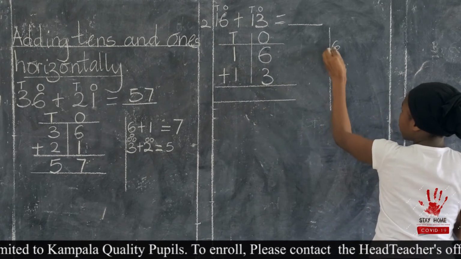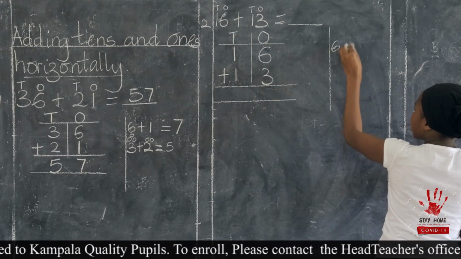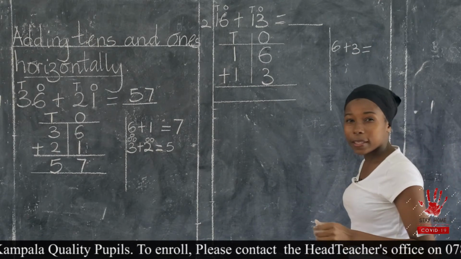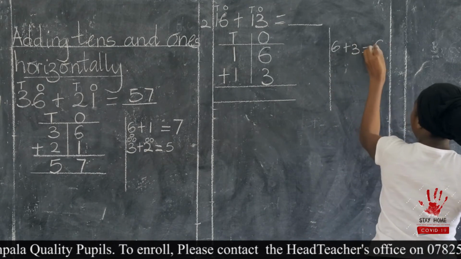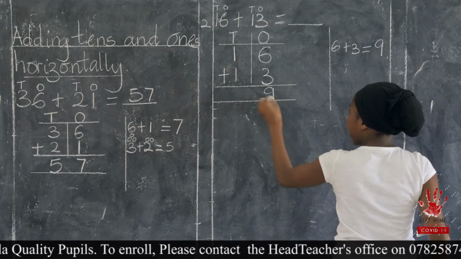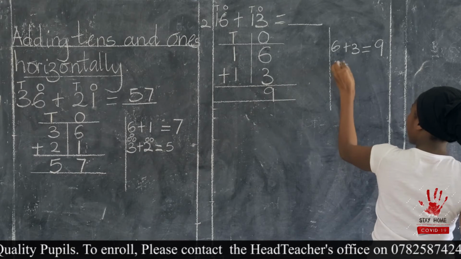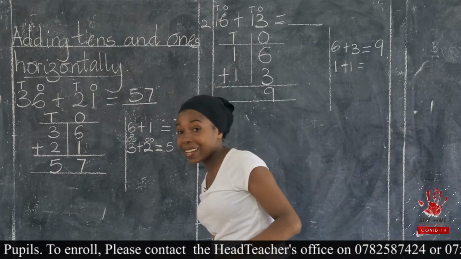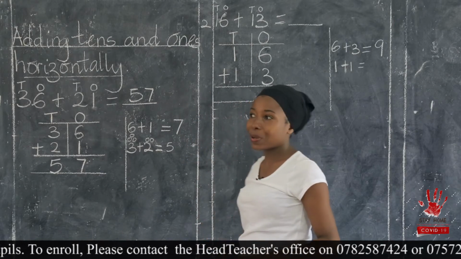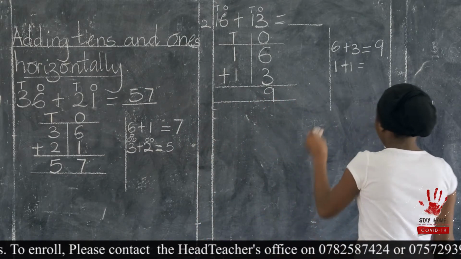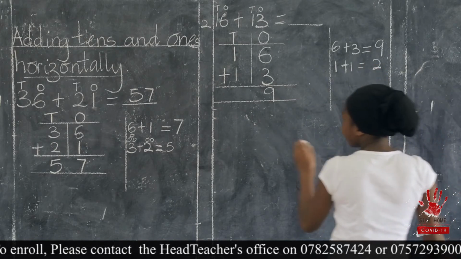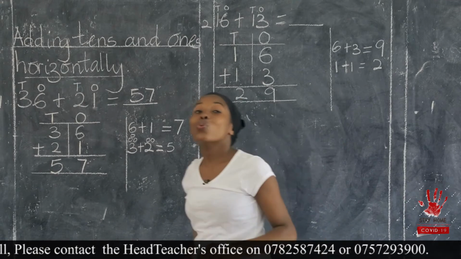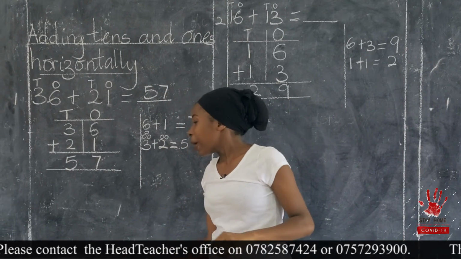So we have 6 plus 3. What is 6 plus 3? 6 plus 3 is 9. Then we have 1 plus 1. Who doesn't know this? You can even ask your sister who is in top class or brother or whoever is around. 1 plus 1 is 2. This is so simple, easy peasy.